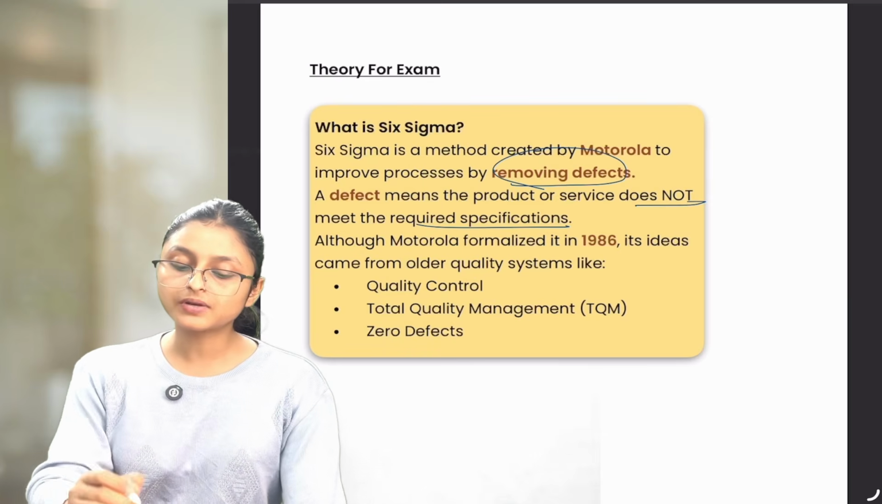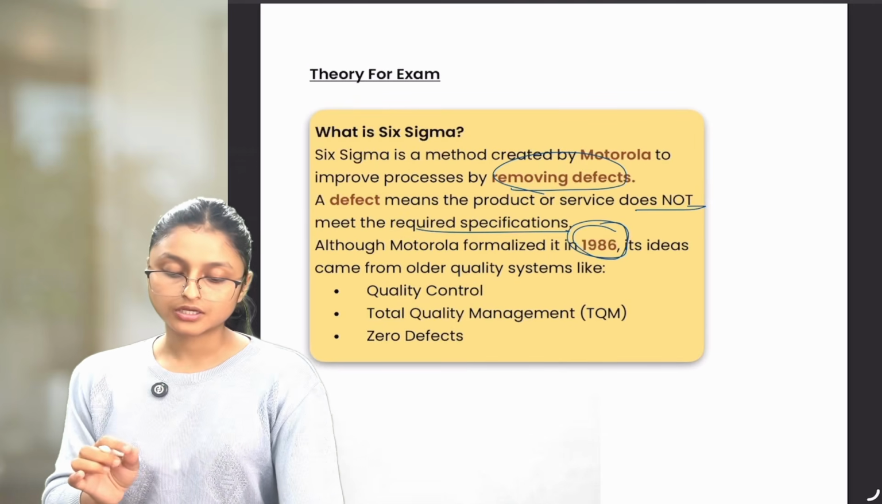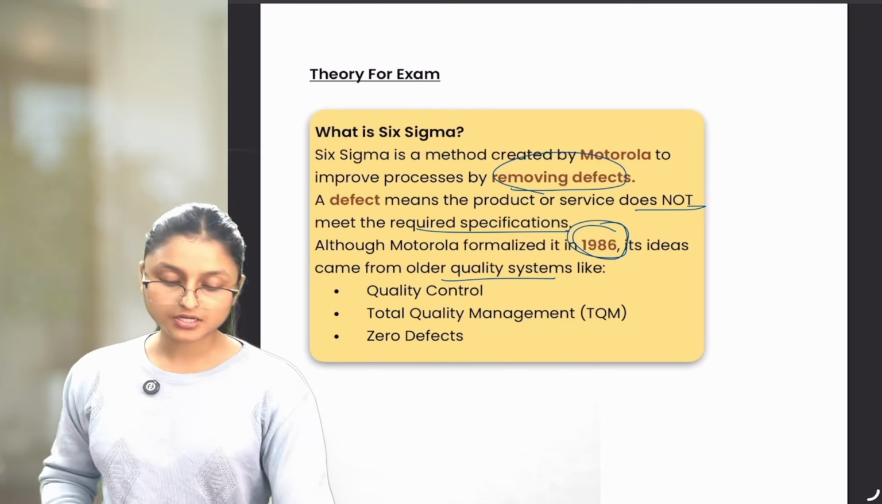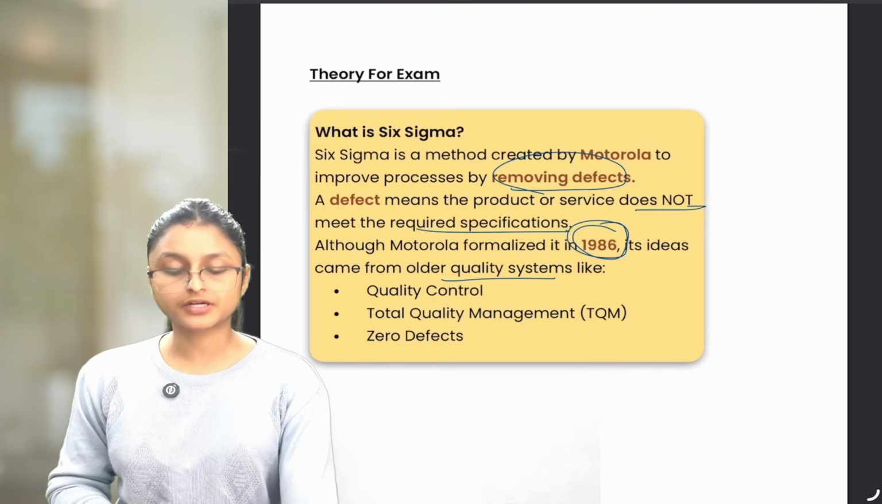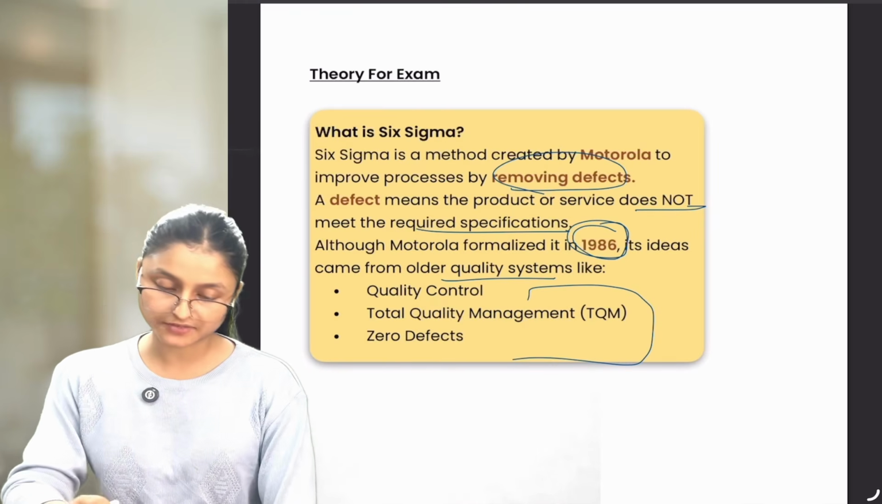Although Motorola formalized it in 1986, which is the time when 6 sigma was introduced, its idea came from older quality systems only. Quality control, total quality management, zero defects. All of these are the ideas through which this 6 sigma was developed.